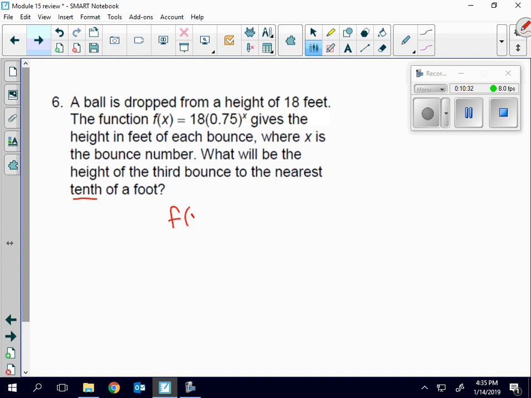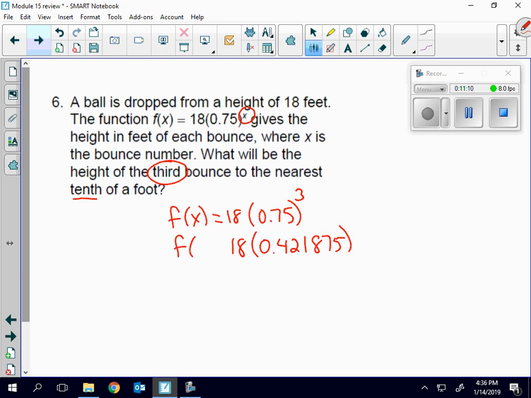Let me write this here. f of x equals 18. And we're going to plug in a number for x up here, which is going to be the exponent. Well, the height of the third bounce is what we want, so we're going to raise it to the third power. Okay, so if we raise 0.75 to the third power, we're going to get, let me write the 18 here first, 0.421875. Okay, that's 0.75 raised to the third power. So this is actually f of 3, right? Not that that part matters. And multiply that times 18.